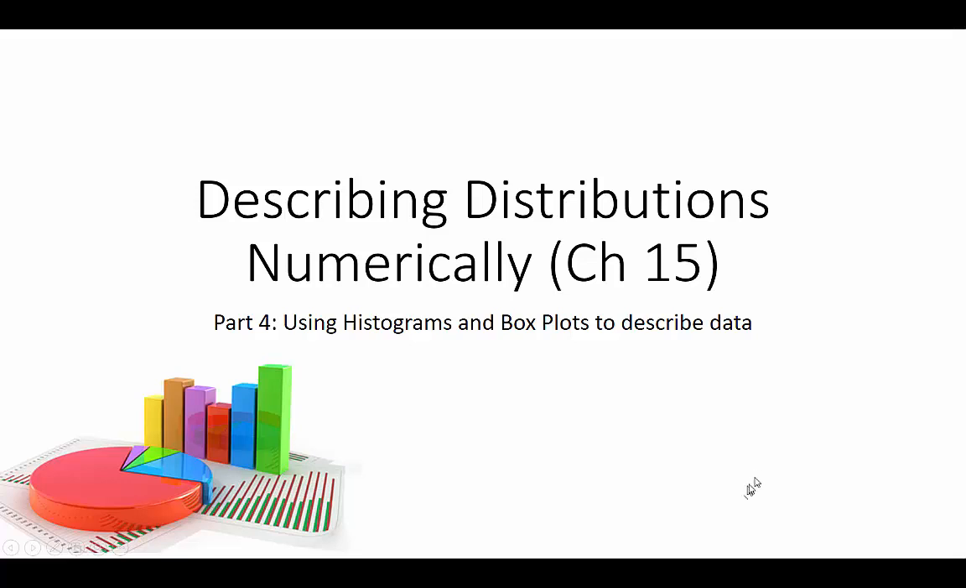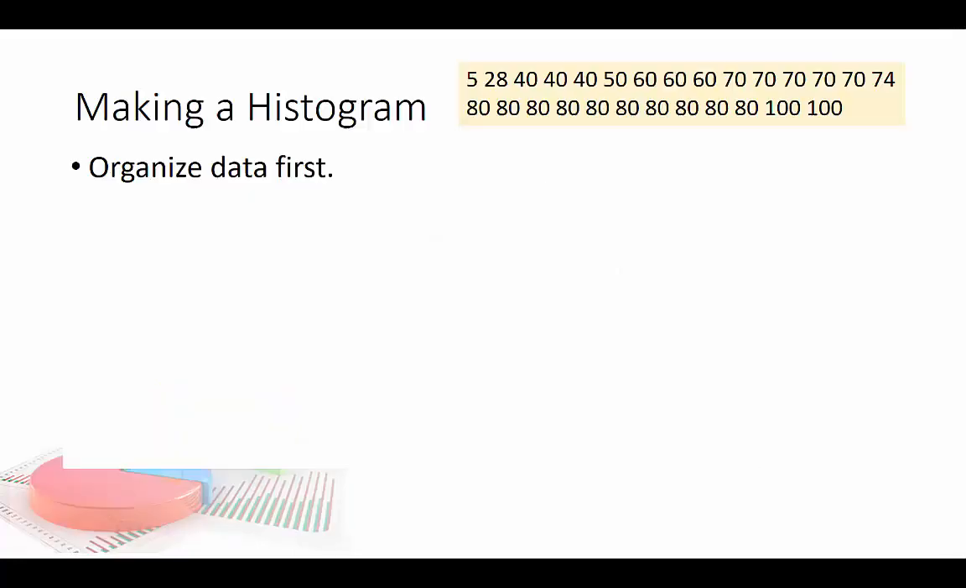Now let's use histograms and box plots to describe data. So to begin with, I need to show you how to make a histogram. And this is the data from the quiz scores, and you want to organize it first. You want to determine the range, in this case the max, which is 100, minus the min, which is 5. So the range is 95.